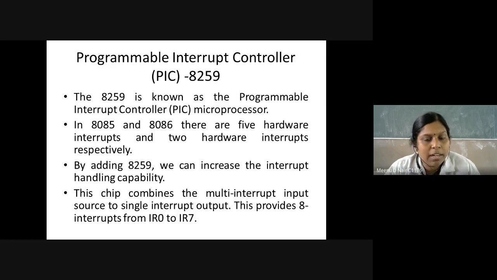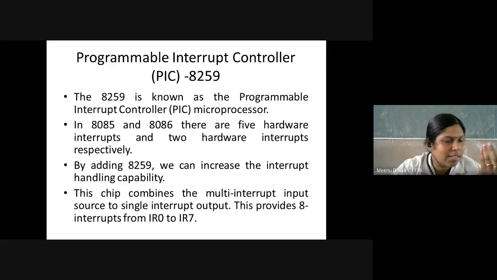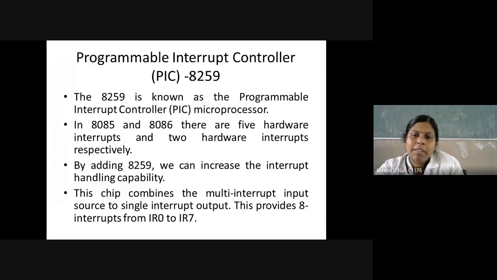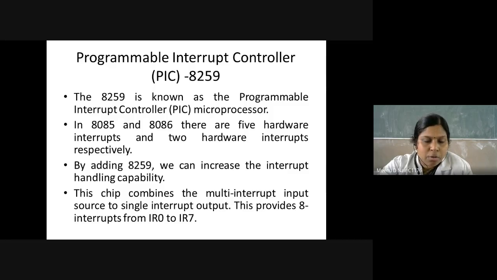That is also one biggest advantage of this interrupt controller, right? So here you can multiplex interrupt input sources to a single interrupt output. It provides 8 interrupts from IR0 to IR7. So 8259 is nothing but an interrupt controller. It enhances the ability of controlling the interrupts of the microprocessor. So you can add more number of interrupts, or you can add more number of peripheral devices to the same CPU or the system. That's why we are using 8259.